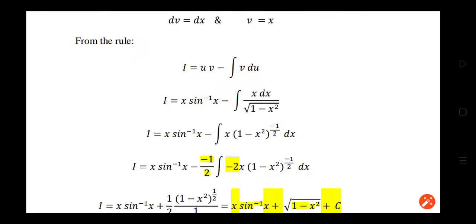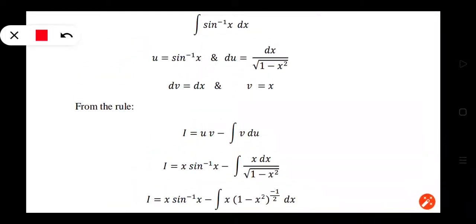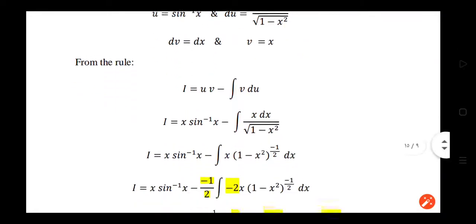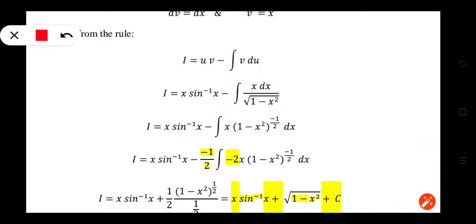So integration uv is x sine minus 1 x minus integration v du, which equals integration of x dx over root 1 minus x squared. To solve this part, we think about rational. Ln x here doesn't work, so we reform it. We can put it as 1 minus x squared power negative half dx.